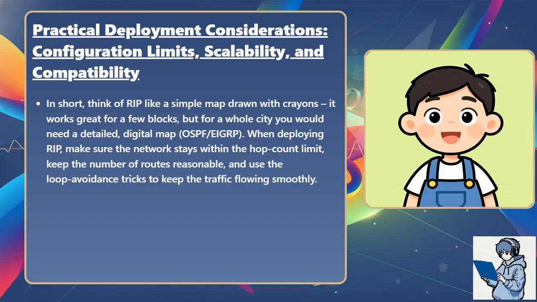OSPF or EIGRP. When deploying RIP, make sure the network stays within the hop count limit, keep the number of routes reasonable, and use the loop avoidance tricks to keep the traffic flowing smoothly.